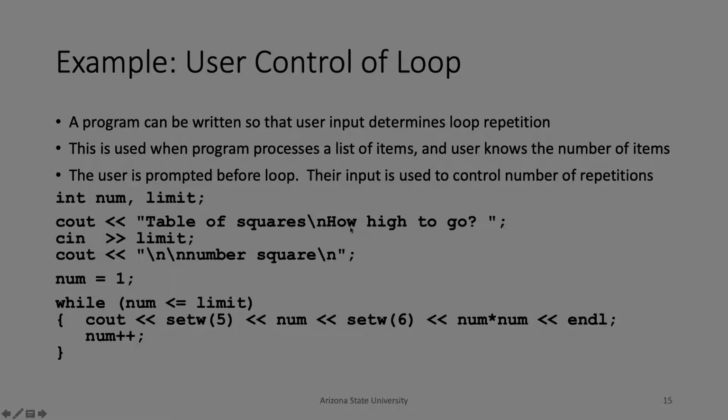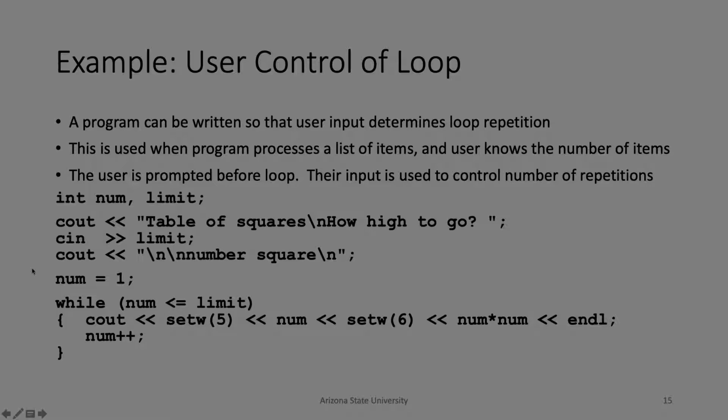Or maybe you want to know perfect squares, for example. If we want to know what 15 squared is, the user can enter 15 and it'll print all the numbers between 1 and 15. So the user enters the limit and then we print, okay, we're about to show the number square here.